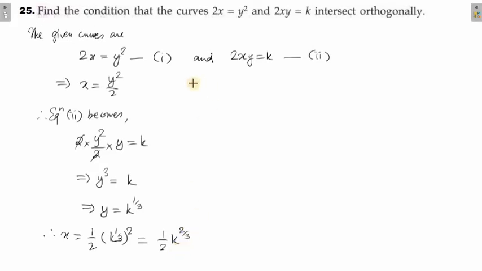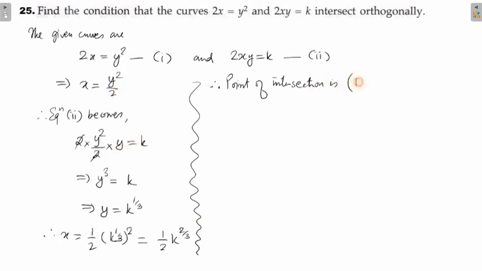So therefore the point of intersection is how much? y is k, right? x is, I'm sorry, x is 1 by 2 k to the power 2 by 3, comma y is k to the power 1 by 3. So this is the point of intersection.